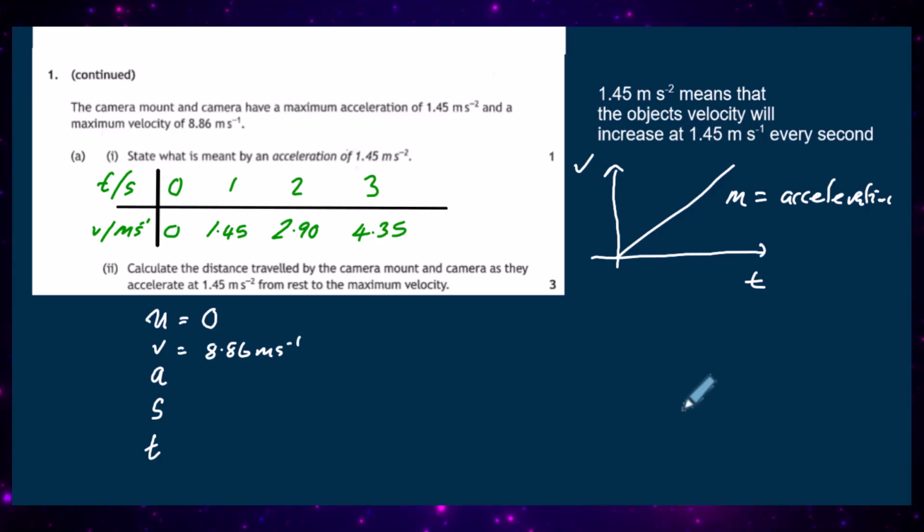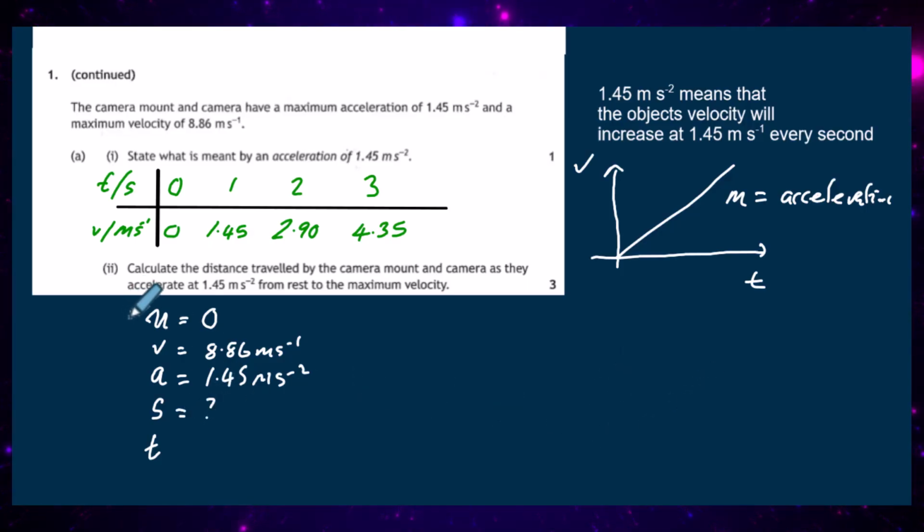Velocity is going to be 8.86 meters per second. We know the acceleration because we've been told that it is going to be 1.45 meters per second every second. And we're asked to find the displacement, S. We've not been given anything to do with the time there. So we're looking for an equation in our relationship sheet which has got U, V, A and S, and that's the equation we're going to have to use.